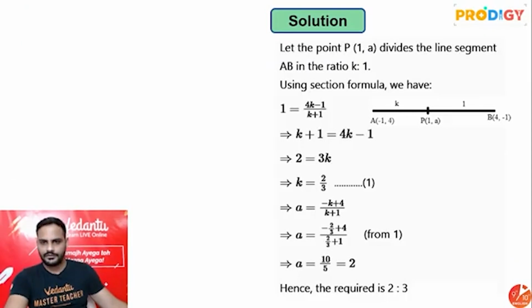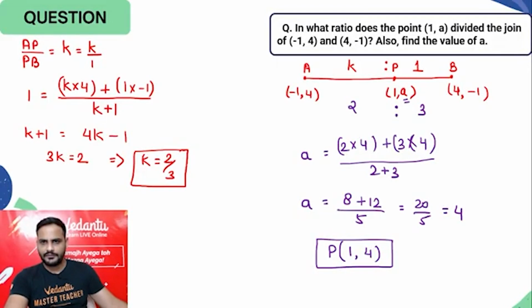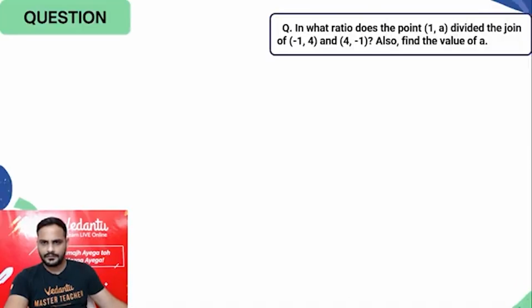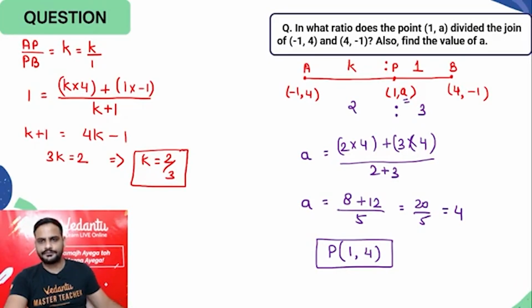Wait, k is 2 is to 3. Have I made a mistake? 1 comma minus 1 comma 4, 4 comma minus 1. So 2 into 4 is 8, 3 into 4 is 12. A is equal to... sorry guys, instead of multiplying with the y coordinate, I multiplied with the x coordinate. That's the mistake I made. I have to do the y coordinate, I am dealing with the y coordinate. अरे यार, this formula I applied wrong.